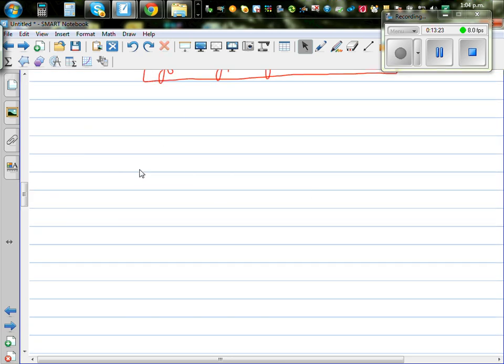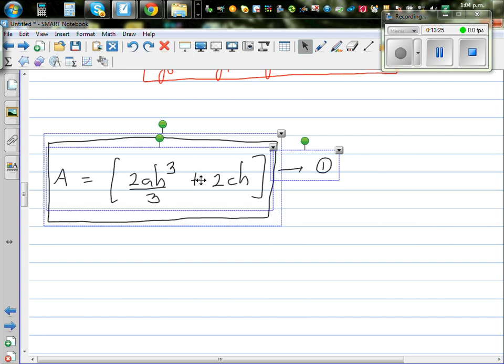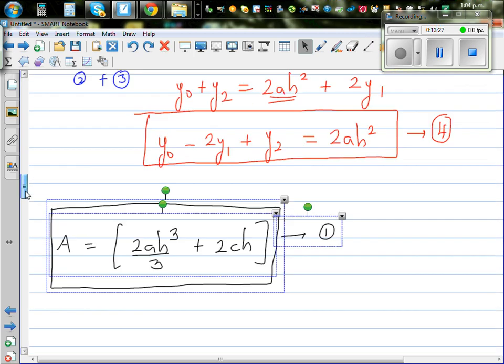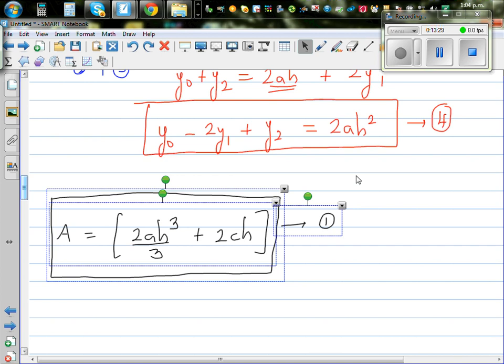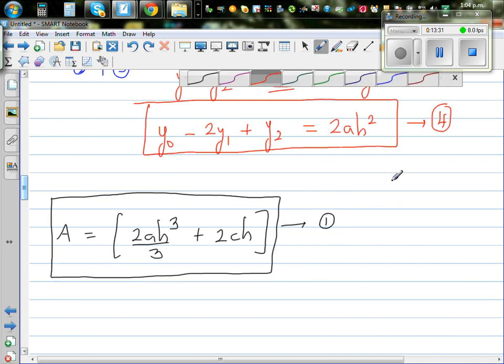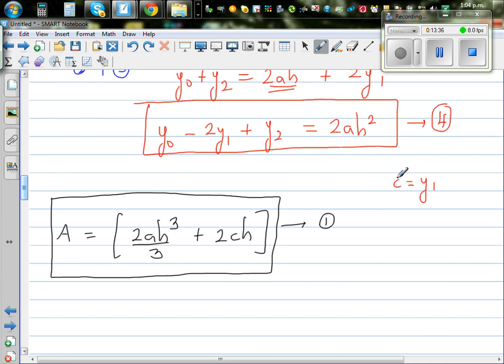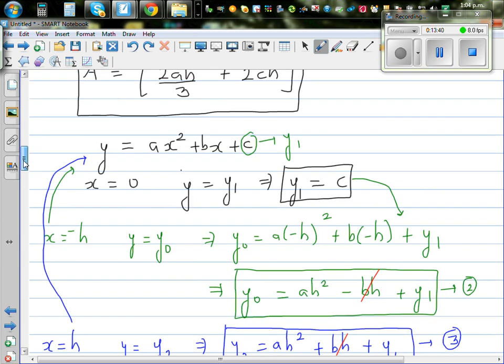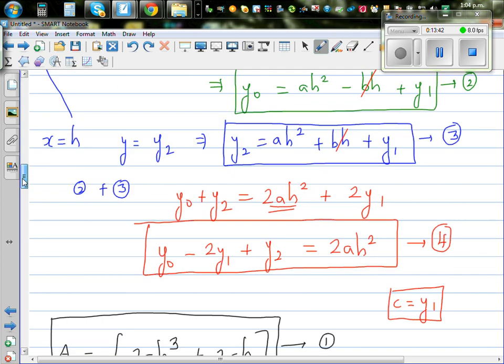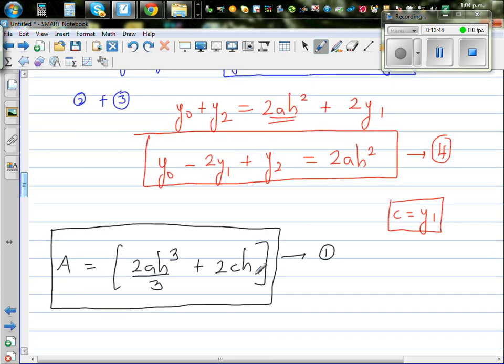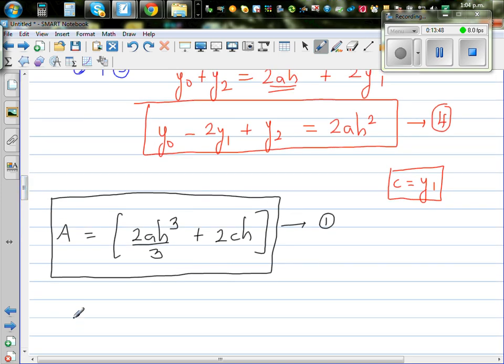Delete, and I'm going to paste it here, hopefully. Yeah, so this is result 1. So we know C is Y1. This is the result. What was that result number? I didn't give that result any number. So we know C is Y1. So in place of C, I'm going to put Y1. And I'm going to write this slightly differently.